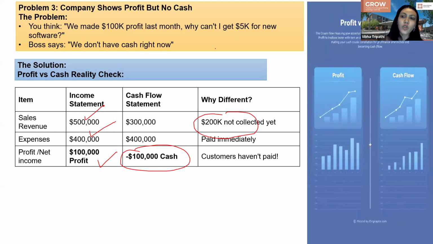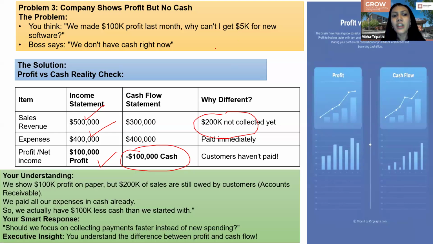You have to know when to put up the request at the right time. If you know the numbers, what you have to do, being a sales or a marketing executive, is say that let's focus on collecting the money faster instead of spending. So this 2 lakh, you have to make sure that it comes at the right time because it will put pressure on the debt part of the company.